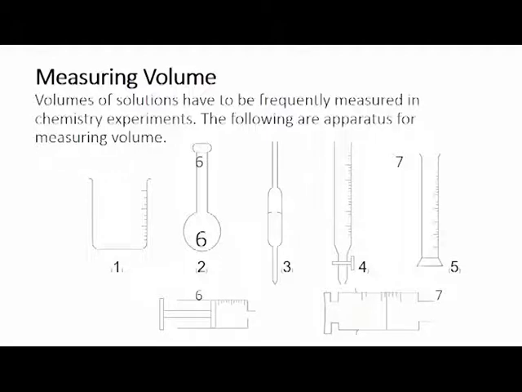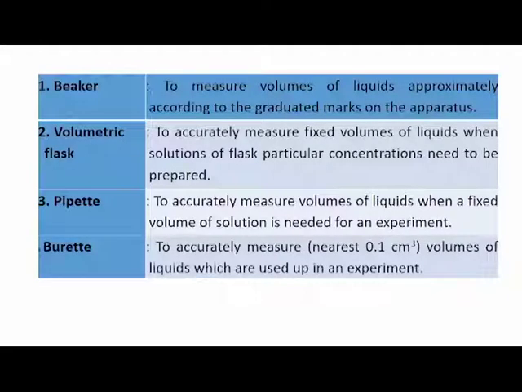flask. Number 3 is a pipette. Number 4 is a burette. Number 5 is a measuring cylinder. Number 6 is a syringe. Number 7 is a gas syringe. The next slide shows the uses of each of the apparatus that you have seen on the above slide. You can read this on your own.